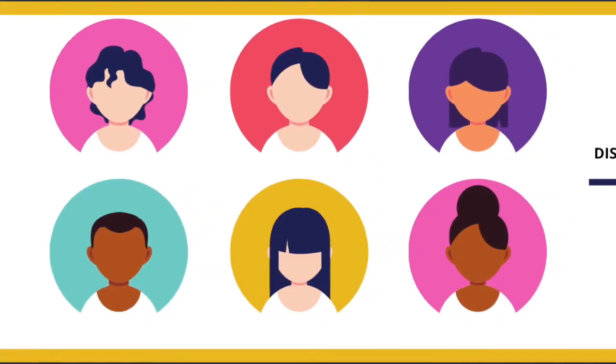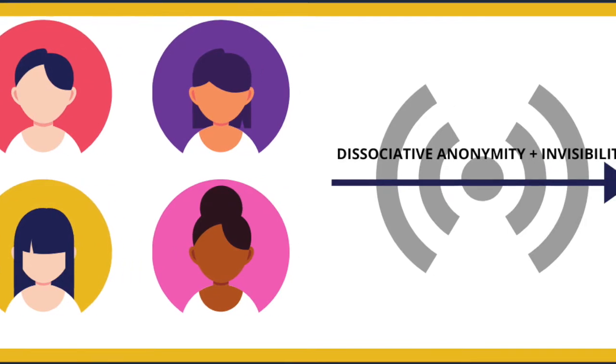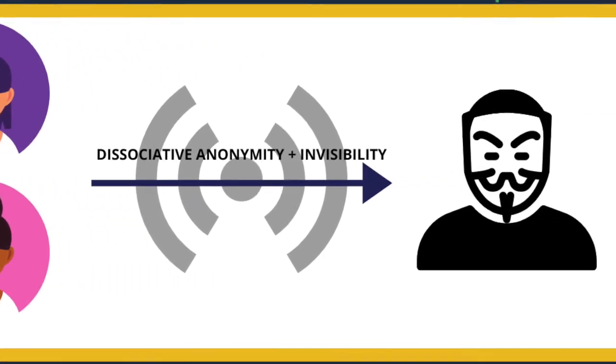The second component of the Online Disinhibition Effect, invisibility, refers to the fact that people cannot see one another when they're online. Invisibility gives people a sense of courage to do things they otherwise wouldn't. When you combine this with anonymity, this is where the Online Disinhibition Effect gets its power. The Online Disinhibition Effect is one of the key features of communications in games and has been associated with both the best and the worst in online gaming communities.